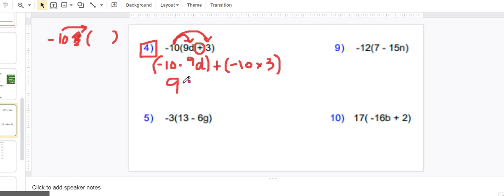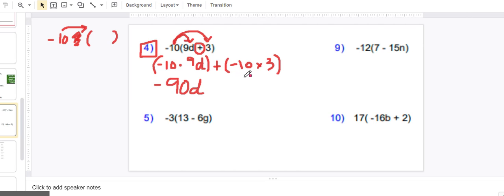But I didn't multiply 9 by 10. I multiplied it by negative 10. So I essentially have 9 negative 10s, which gets me negative 90. But this is really negative 90d. Okay, so we need to drop down this variable.